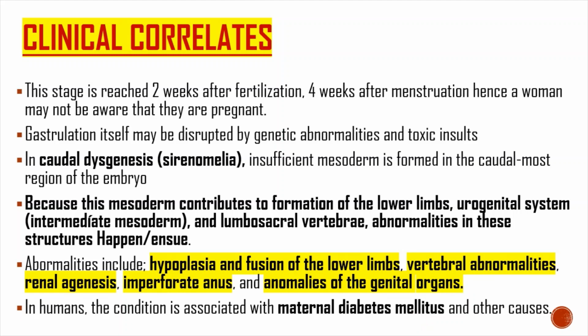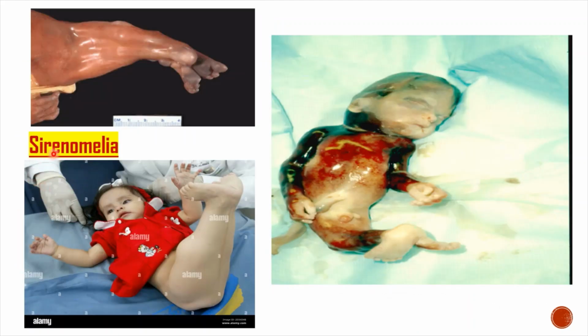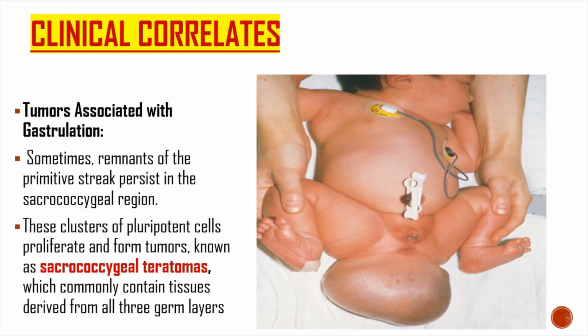Let's look at the picture of this. So this is what is called sirenomelia, caudal dysgenesis. As you can see, the limbs are fused here because of insufficient mesoderm at the caudalmost end of the disc. This we already looked at, which are tumors associated with gastrulation, sacrococcygeal teratoma, okay, which commonly contain tissues derived from all three layers. So we said this occurs because of the persistence of the primitive streak.